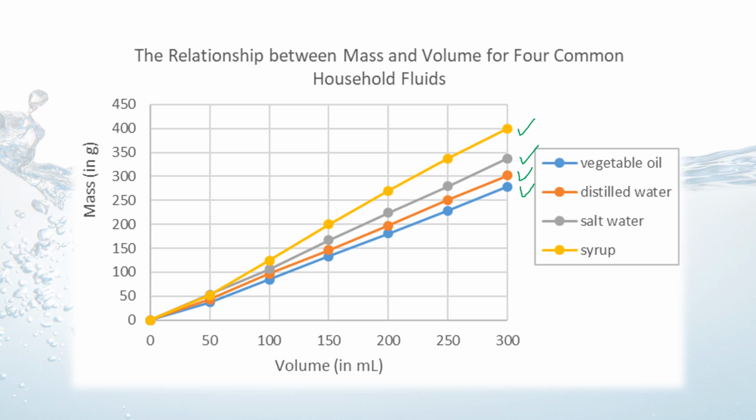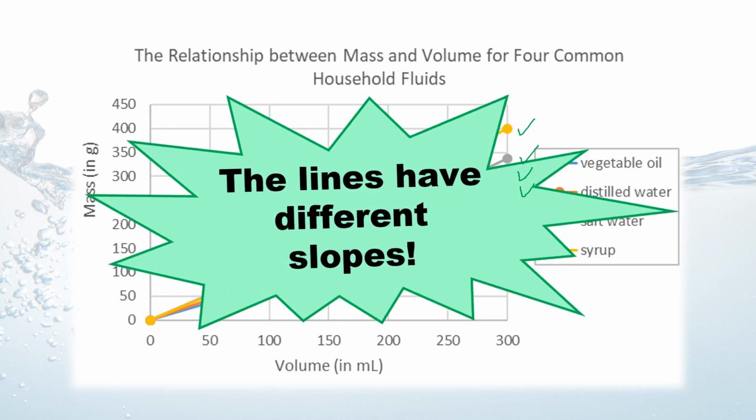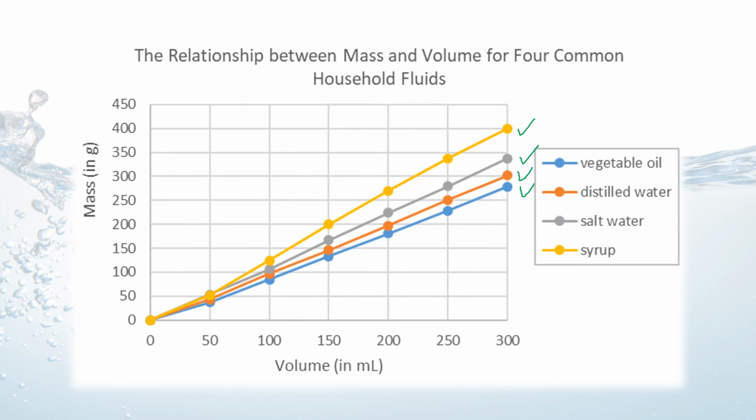Now, here's the second big thing to notice about the graph. The lines for the different liquids didn't all go up at the same rate. In other words, the lines for the different fluids have different slopes. For example, the line for syrup goes up much more steeply than the line for vegetable oil. That means for every increase in the volume of the syrup by 50 milliliters, you add more matter, you add more particles than you do when you add 50 milliliters of vegetable oil.